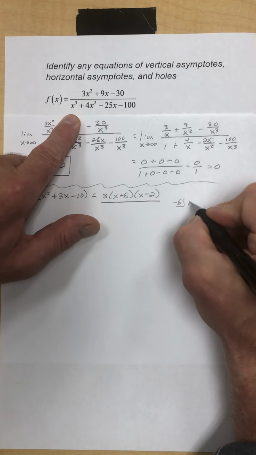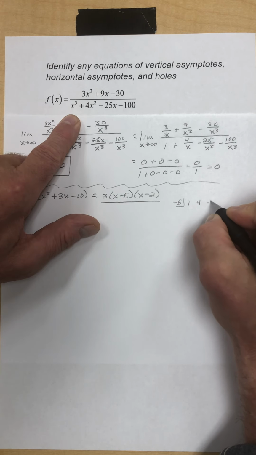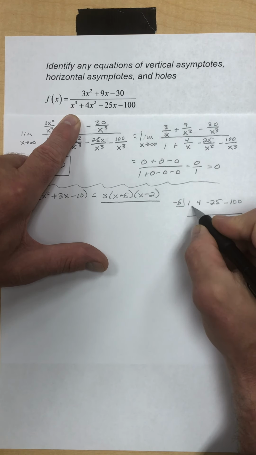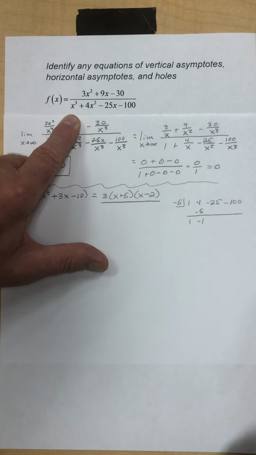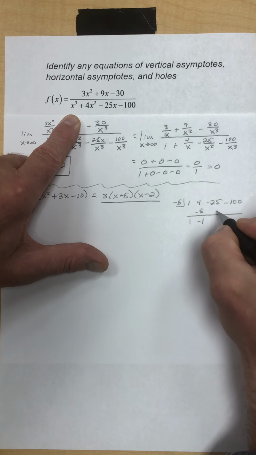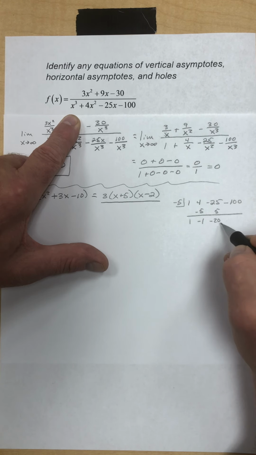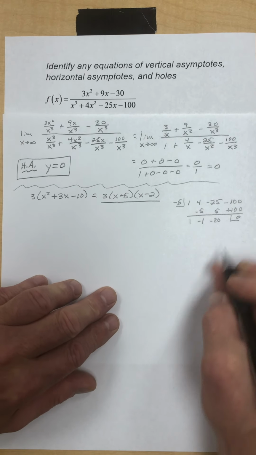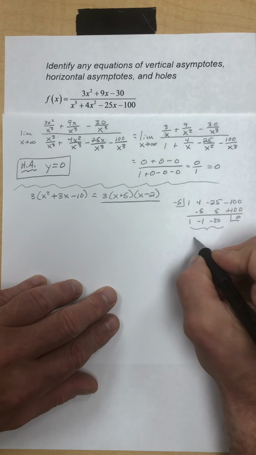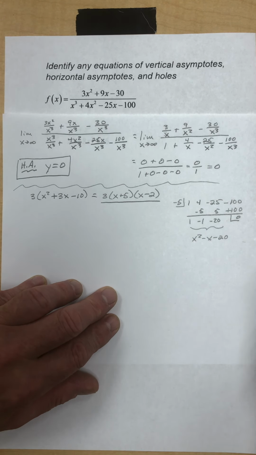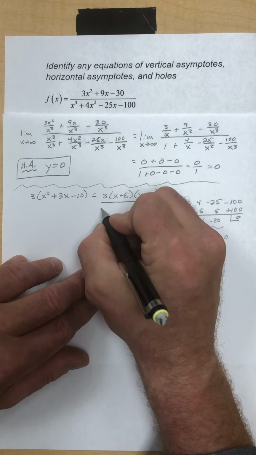I have a 1, a 4, a negative 25, and a negative 100, and see whether or not this works. So bring the 1 down. Negative 5 times 1 is negative 5. I add and I get negative 1. Negative 5 times negative 1 is positive 5. I add and I get negative 20. Negative 5 times negative 20 is positive 100, which means I have a remainder of 0. So this gives me x squared minus x minus 20. So I do have a factor of x plus 5.